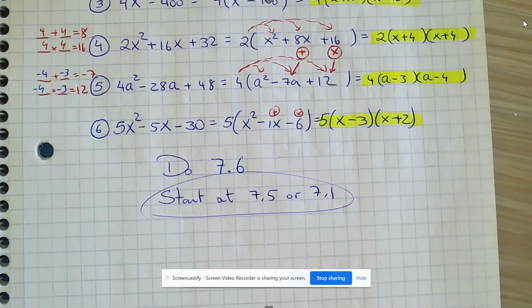Okay, now I need to get negative 6, right? So in order to get a negative, one of them has to be positive, one of them has to be negative. But you need to add up to positive 1. So that tells you that the bigger one has to be positive. So you're going to get the plus 3 and the minus 2. That way they add up to 1, but they multiply up to 6.